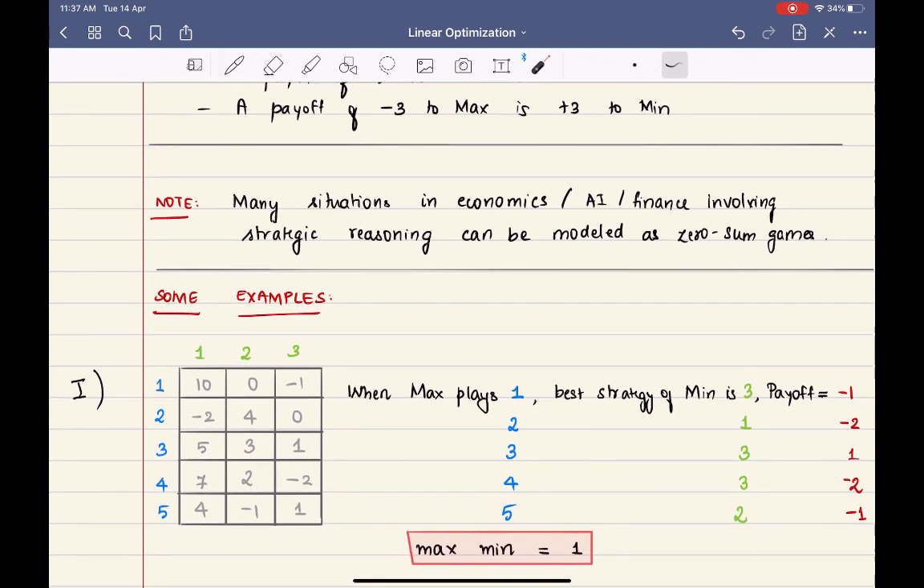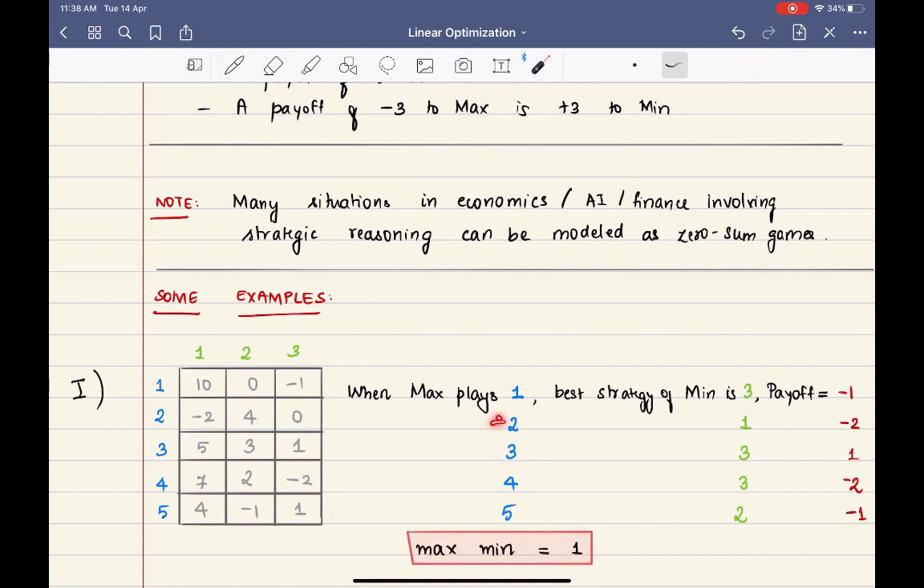Now in this format, suppose max plays first and then based on that min plays the best strategy. If this is the format, max will play the best option among all of these. So if you look at it, if max plays 1, the payoff is minus 1. If it is 2, it is minus 2 and so on. So he will look at the max among these numbers, which is 1. So the best strategy for max is to play 3 in this format. And then max will receive 1.